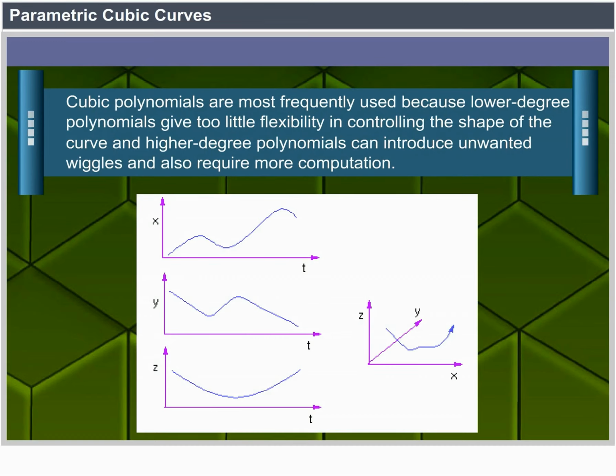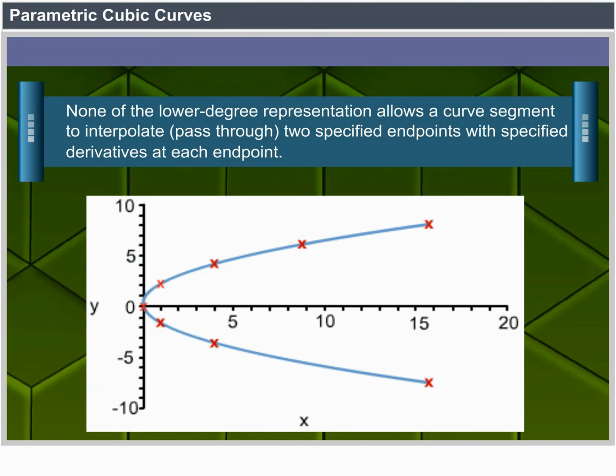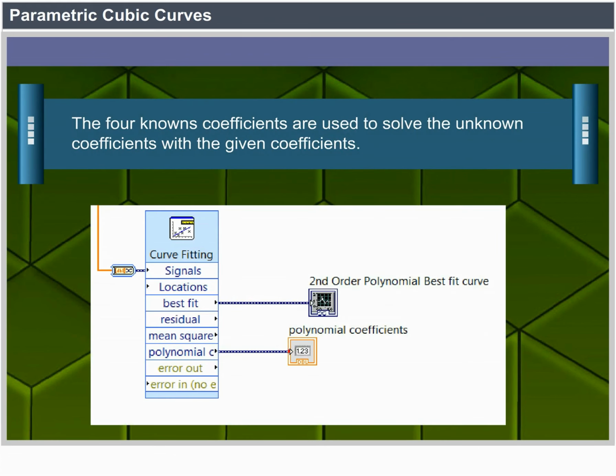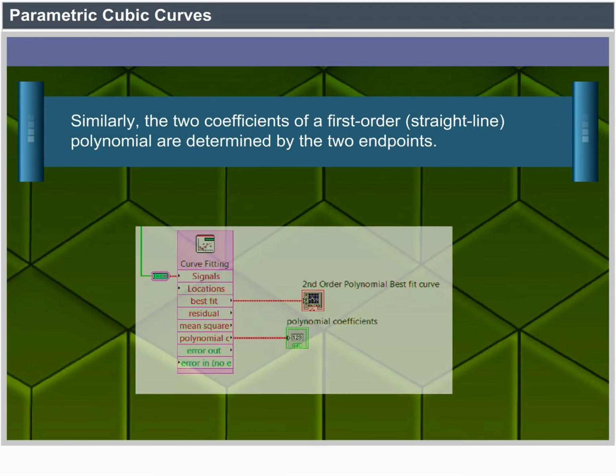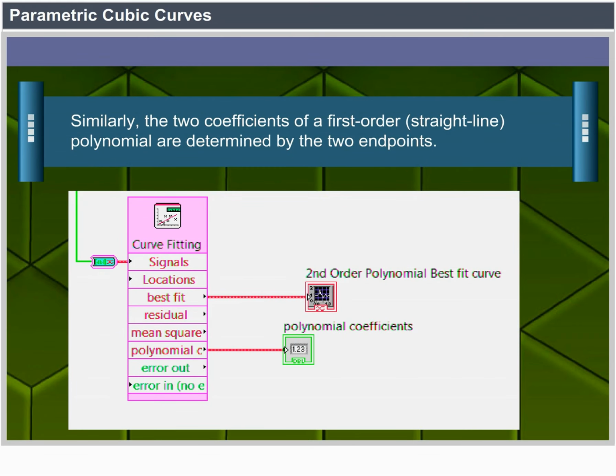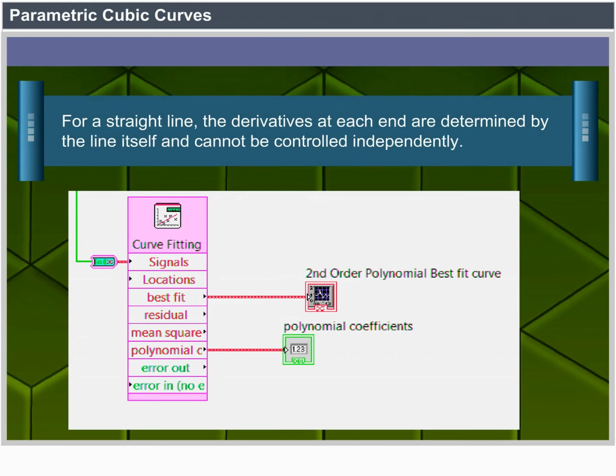No lower degree representation allows a curve segment to interpolate, or pass through, two specified endpoints with specified derivatives at each endpoint. Given a cubic polynomial with its four coefficients, four knowns are used to solve for the unknown coefficients. The four knowns might be the two endpoints and the derivatives at the endpoints. Similarly, the two coefficients of a first-order straight-line polynomial are determined by the two endpoints. For a straight line, the derivatives at each end are determined by the line itself and cannot be controlled independently.